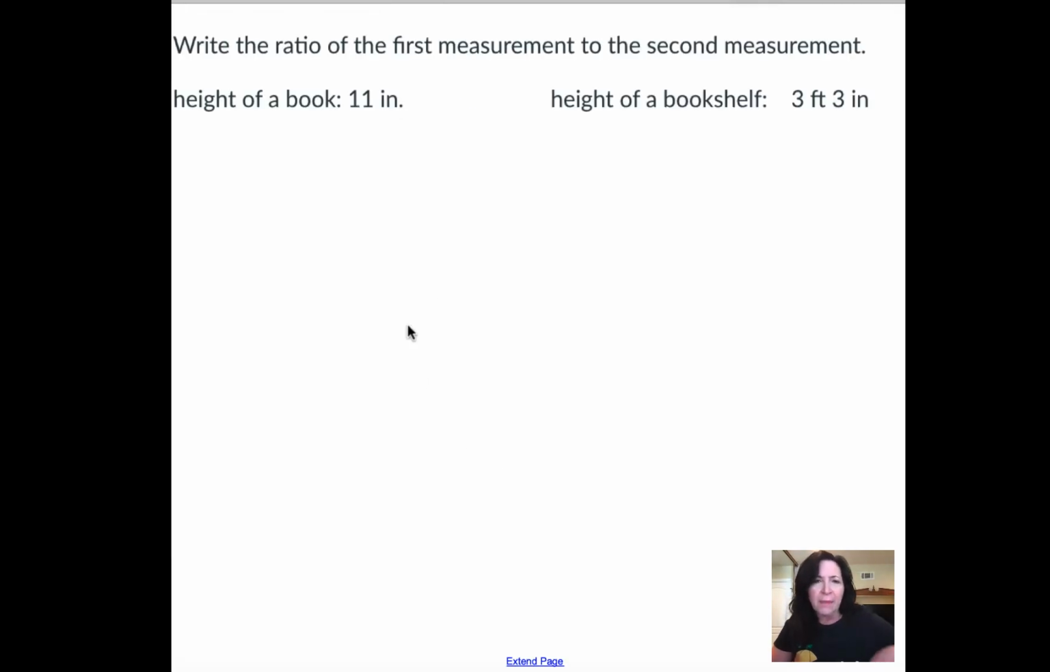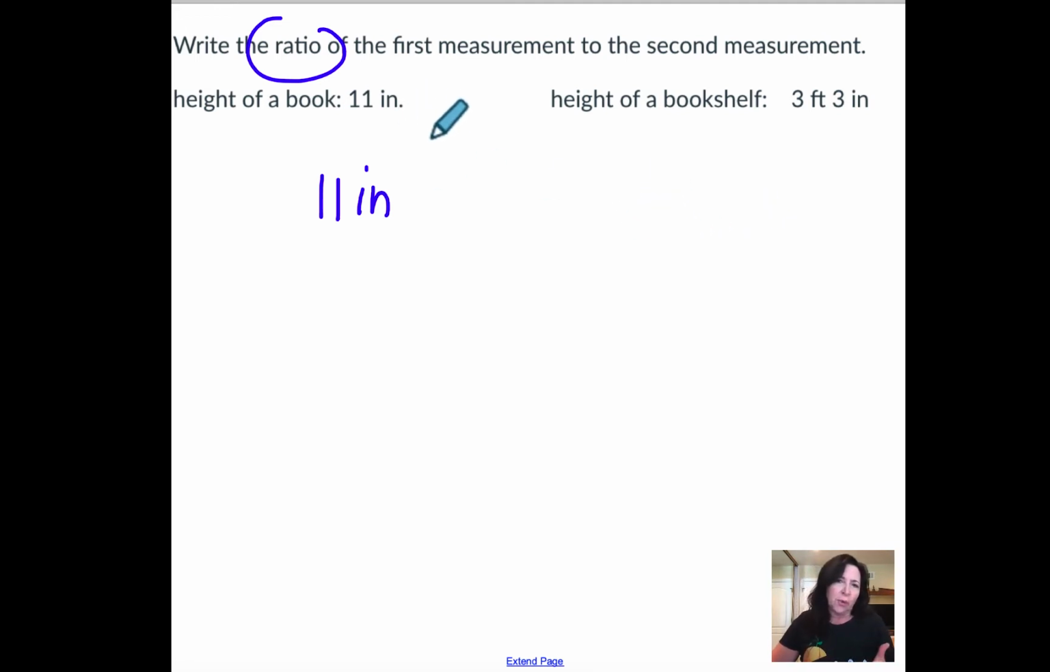Okay. What is the ratio of the first measurement to the second measurement? So we know that we have 11 inches here for the height of the textbook. The height of a book is 11 inches. And the height of a bookshelf is 3 feet, 3 inches. Now I noticed that this one's in inches, this one's in feet and inches. So for me, I'm going to move everything, because when you make a ratio and you're comparing two things, you need to be in the same scale.